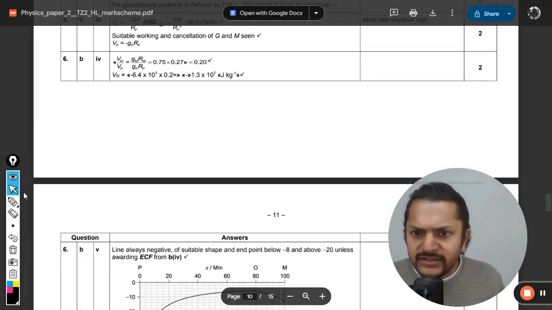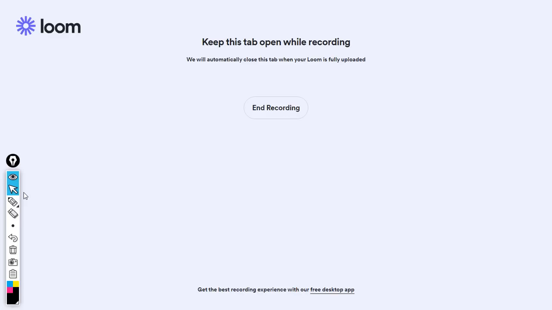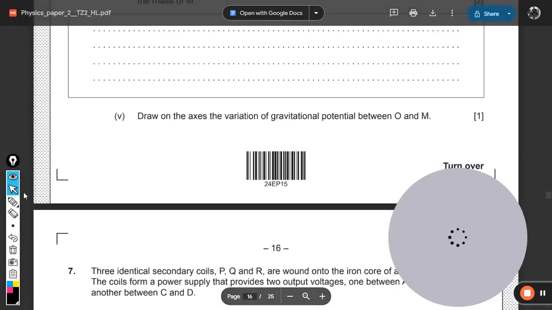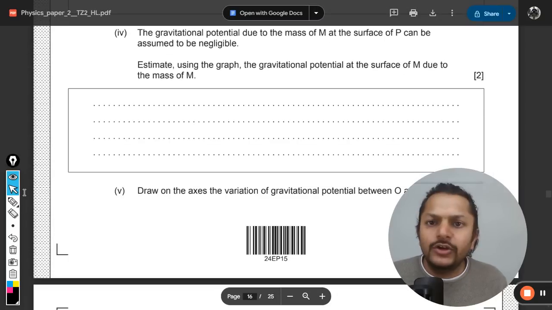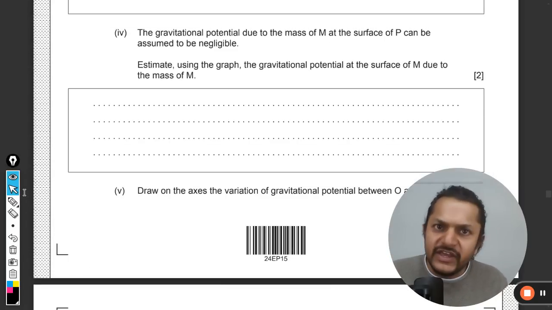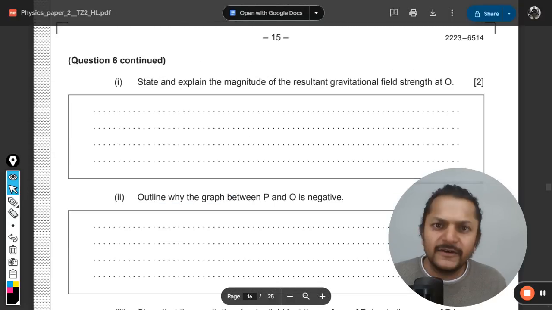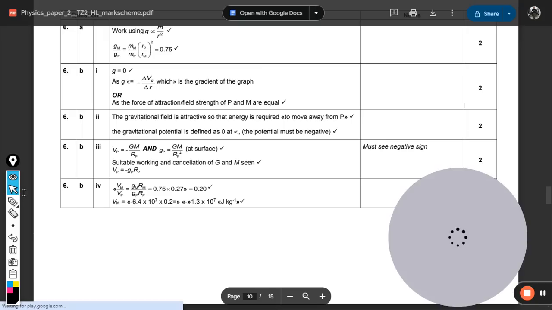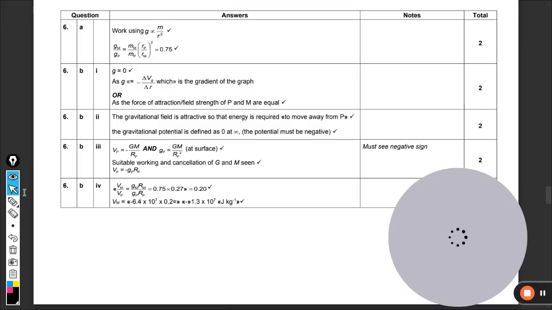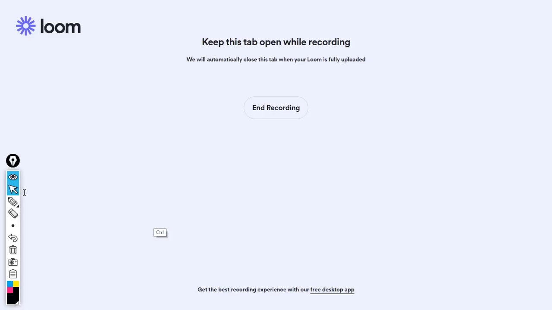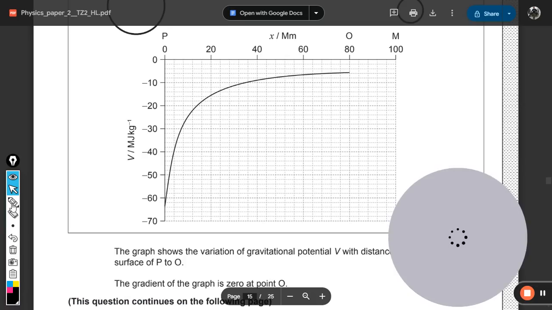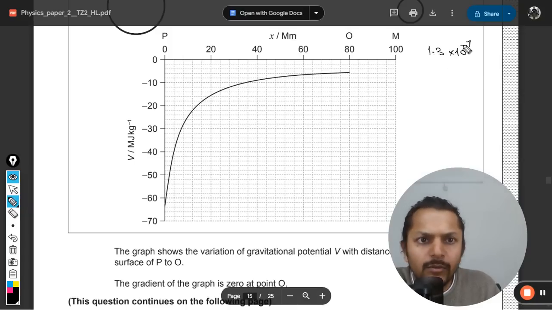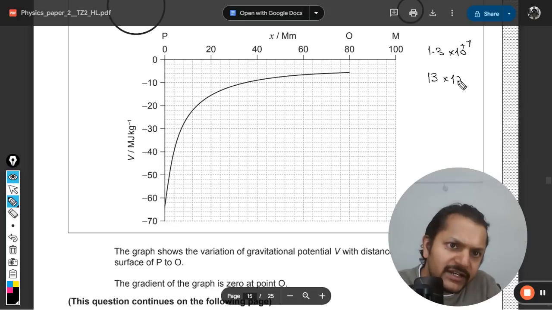Okay, so is there any other question? Yes, let us see what is there in the next question. Draw on the axis the variation of gravitational potential between O and M. Now, because we already know the value of V, that was coming out to be negative 1.3, I think. Okay, I must be wrong. Let us see what is the value that they have found. 1.3 into 10 raised to power 7. This is 6.4 into 10 to the power 7. Okay. Yeah, 1.3 into 10 raised to power positive 7.